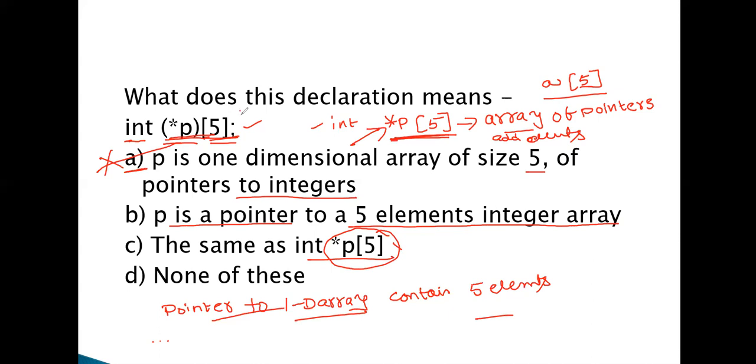That means it simply holds the address of the array, whereas the other holds the addresses of the individual elements. Clear? Next, move to the second one.